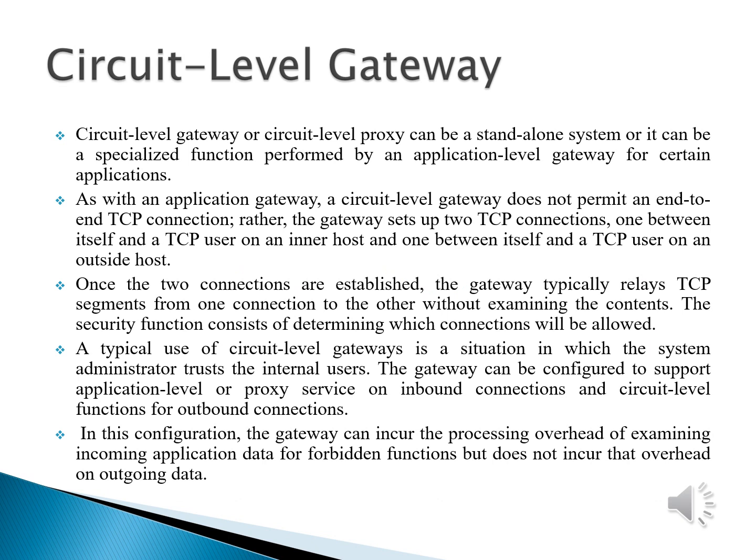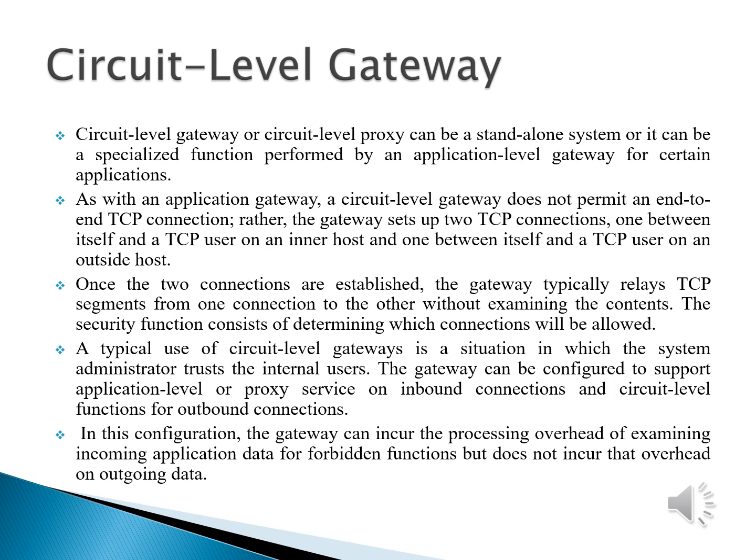The fourth type of firewall is the circuit level gateway firewall. A circuit level gateway, or circuit level proxy, can be a standalone system, or it can be a specialized function performed by an application level gateway for certain applications. As with an application gateway, the circuit level gateway does not permit an end-to-end TCP connection. Rather, the gateway sets up two TCP connections, one between itself and a TCP user on an inner host, and one between itself and a TCP user on an outside host.